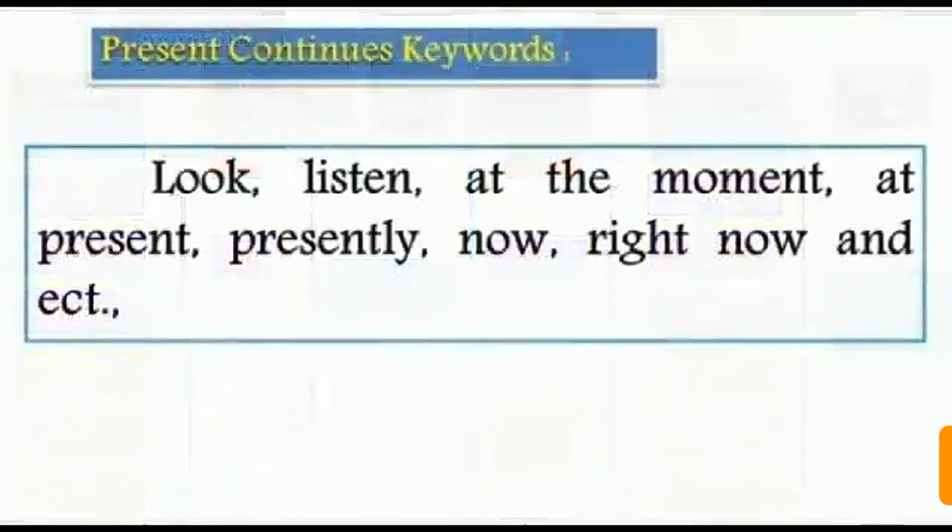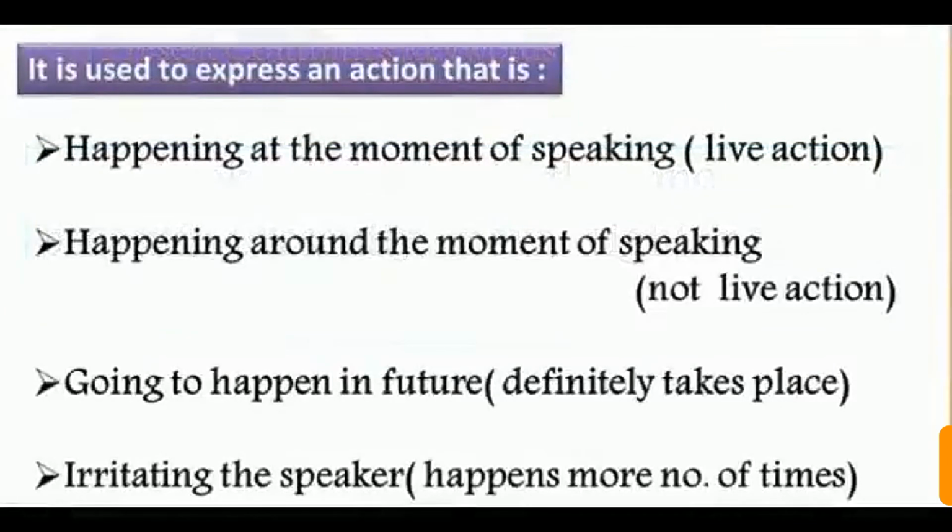Now let us move towards the present continuous keywords. By looking at these words in a sentence, you can easily recognize that the particular sentence is in the continuous part of the tense: look, listen, at the moment, at present, presently, now, right now, and so on. Okay, so keep this in mind.